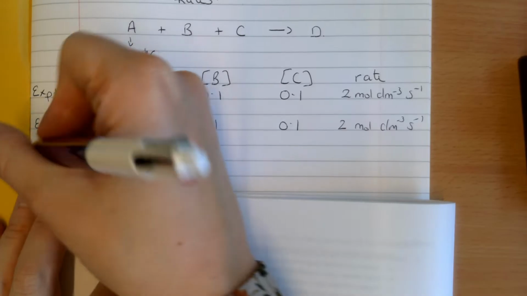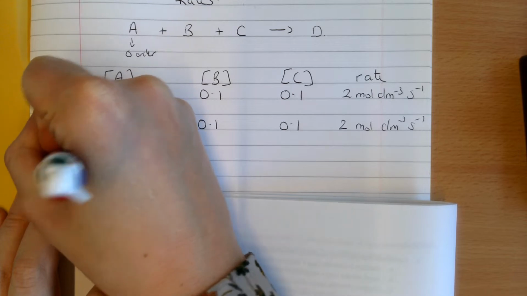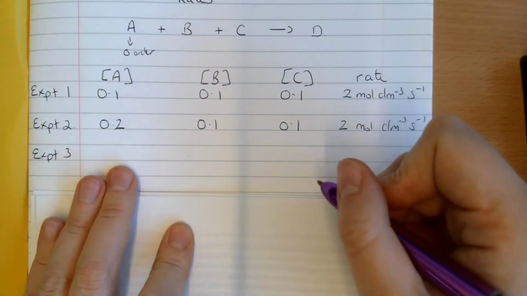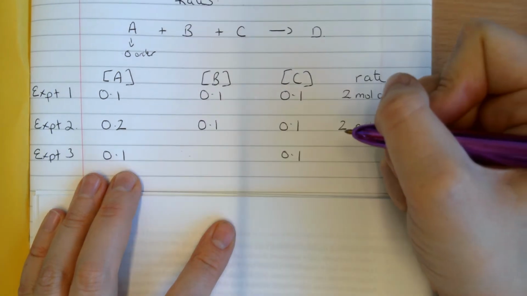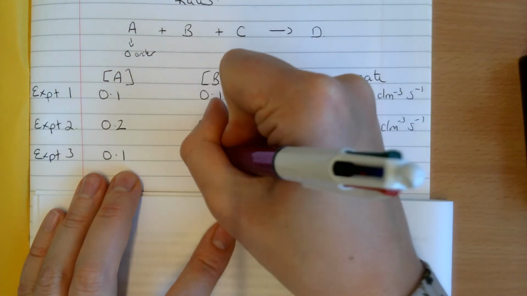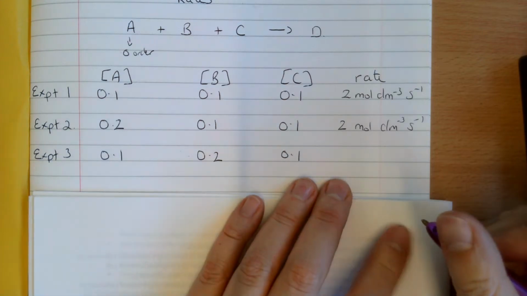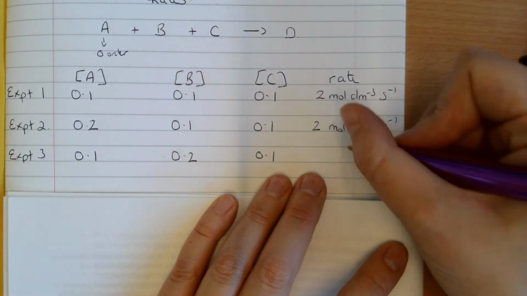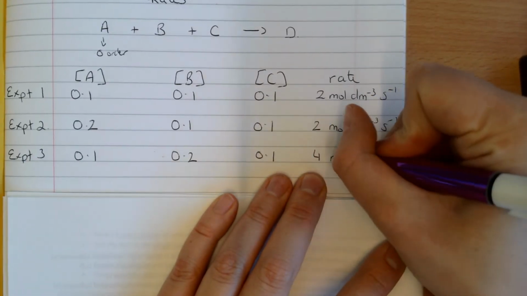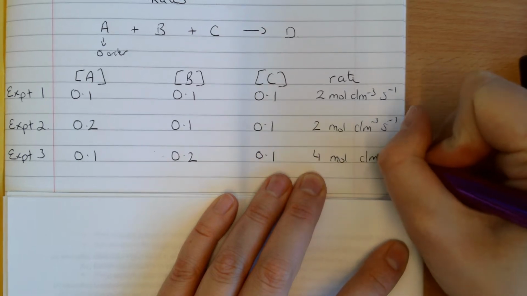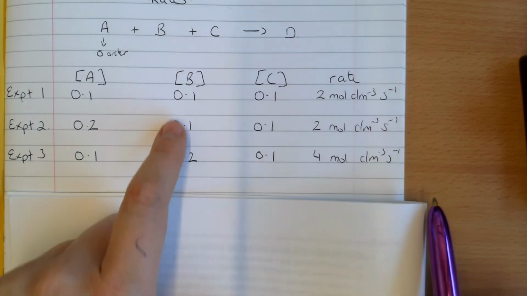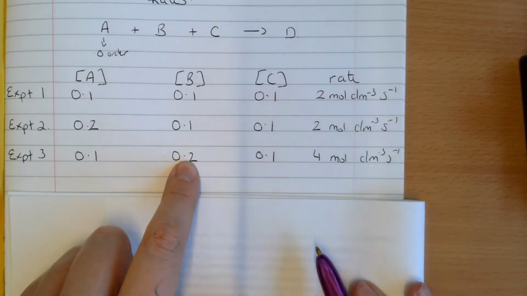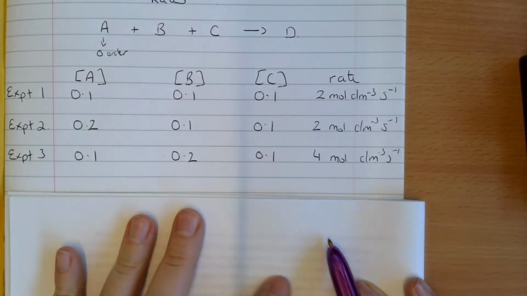Now I'm interested in B, so I'm going to do a third experiment. In experiment 3, because I'm interested in B, I'm going to keep A and C the same, but double B. I'm going to go from 0.1 to 0.2, and measure the rate of my reaction. In this case, I see that the rate increases from 2 moles per decimetre cubed to 4 moles per decimetre cubed. So I've doubled the concentration of B, and I've also doubled the rate of my reaction.